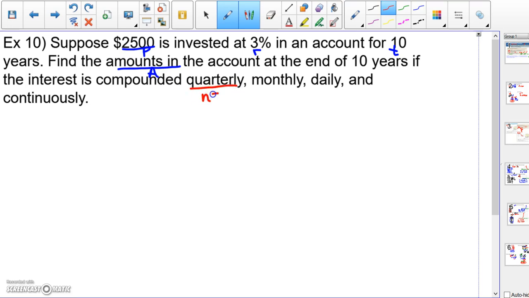Quarterly means n equals 4. Monthly means n equals 12. Daily, of course, means n equals 365. And continuously, there is no n, it's e. So you have a different equation. So let's look at quarterly first.